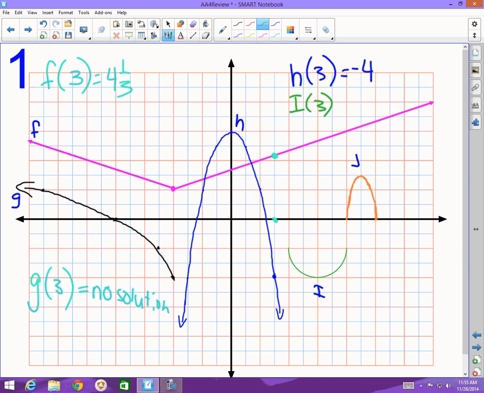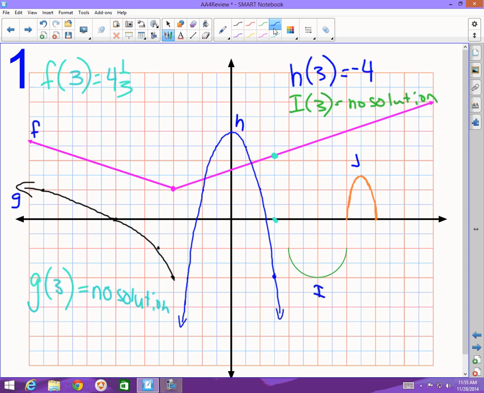Well, this just goes from there to there, and that would be a no solution. And same thing with j. There is no value for j of 3. Okay. Those are some other ways you could evaluate functions using a graph.